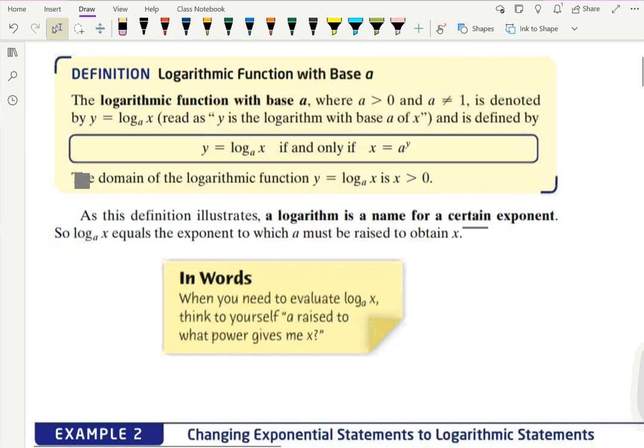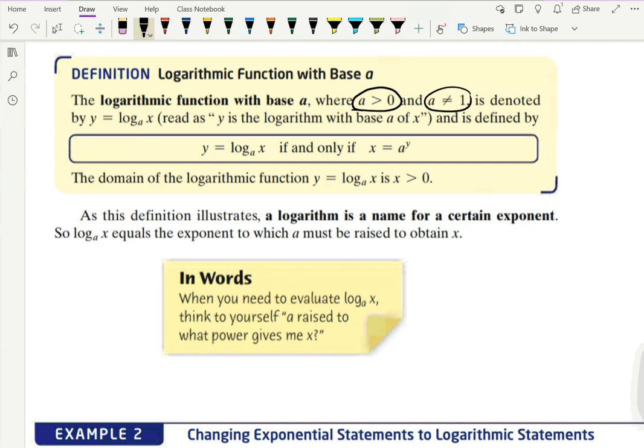The definition of a logarithmic function with base a, a couple of caveats here: a has to be bigger than 0, and a cannot be 1, is denoted as y equals the logarithm with base a of x. That's how I just read that: the logarithm of base a with x, or sometimes instead of saying logarithm, we just abbreviate it log. We've got log base a of x.